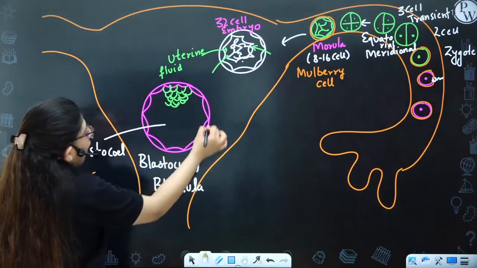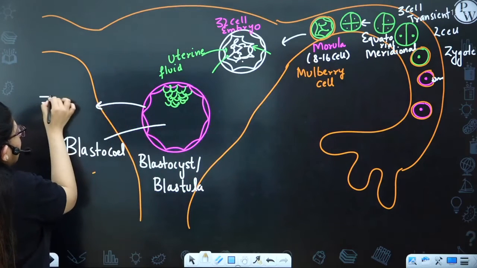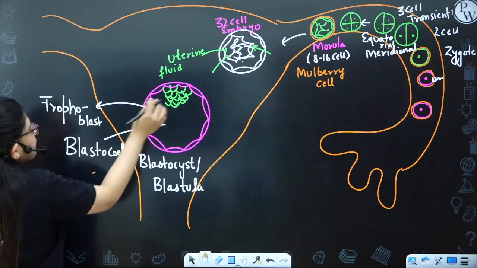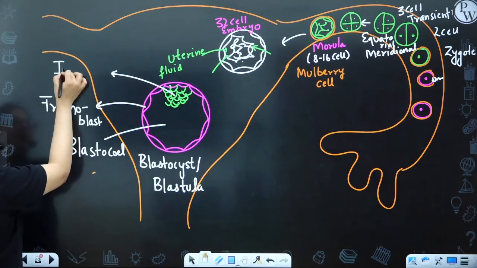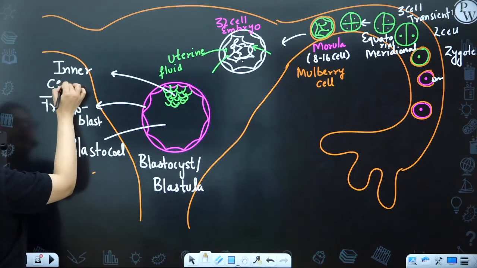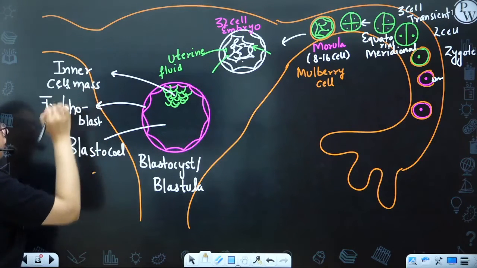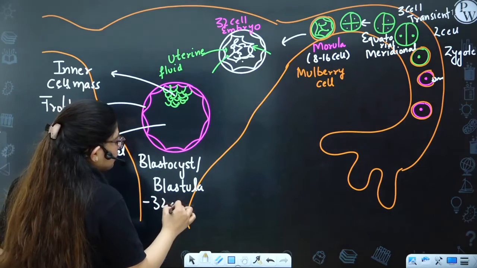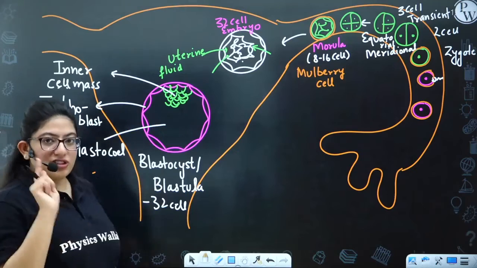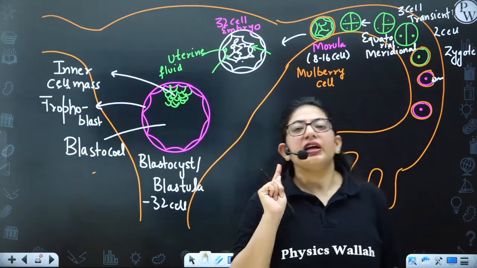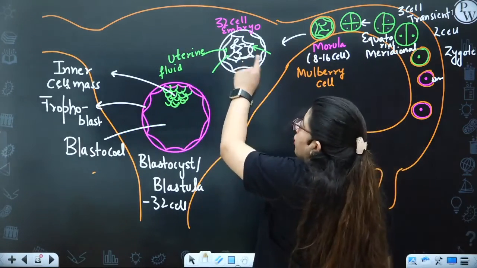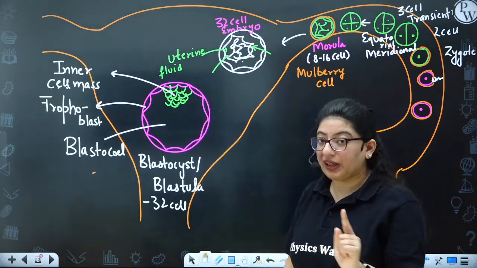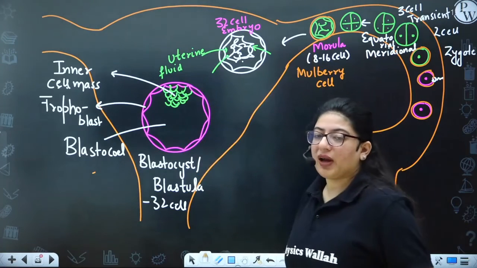This outer layer of cells is known as trophoblast. And this collection of cells is known as the inner cell mass. So this entire 32 cell stage structure with this cavity, which is blastocele, is known as the blastocyst. The earlier one is also a 32 cell stage, but you will not call it a blastocyst because it doesn't have the inner cavity. The one with the cavity is known as a blastula or blastocyst.